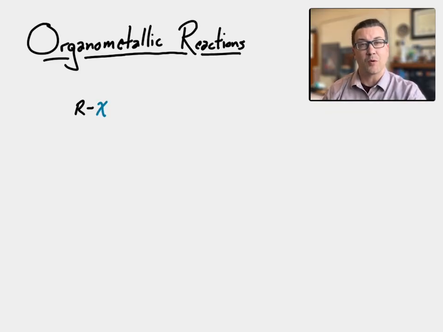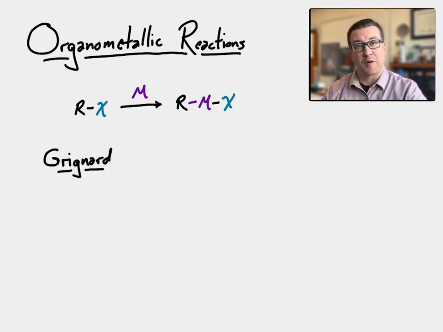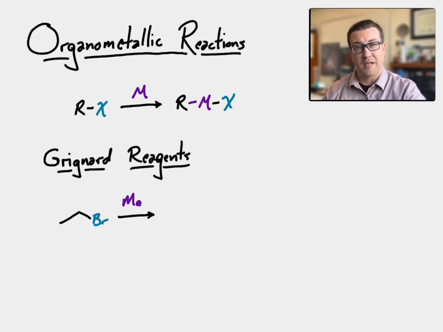Today we're going to be talking about organometallic reactions. Organometallic reactions occur when you have an organic molecule that is bound to a halide, and you can react that with a metal. In this case it's just being shown as M, and that metal will insert into the carbon-halogen bond. So the first one that we're going to talk about is one of the classic examples called a Grignard reaction, or a Grignard reagent.